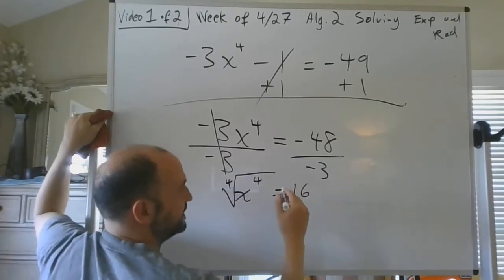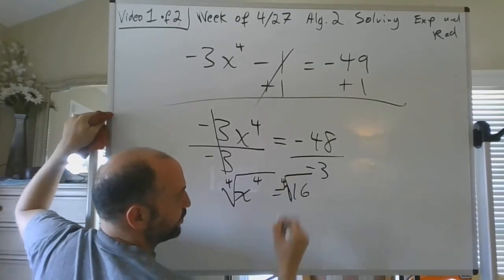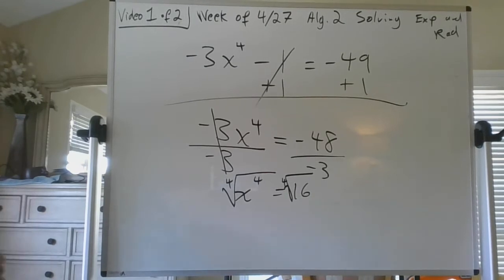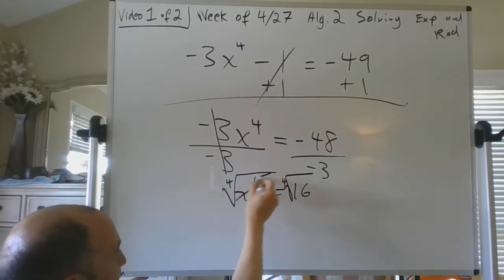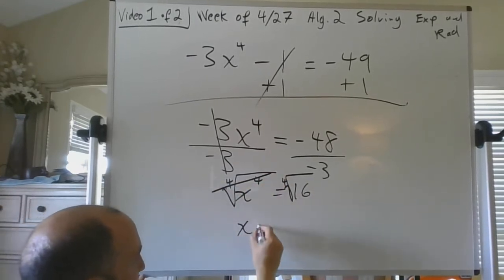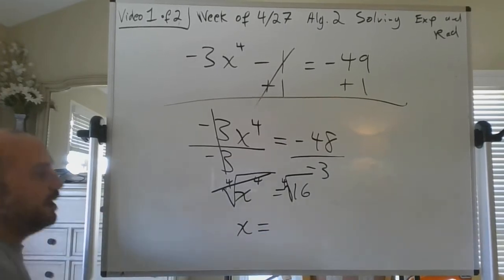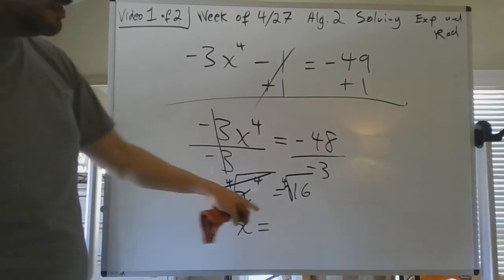And what I do to one side, I do to the other. I'm going to fourth root that as well. Okay? So the fourth root is going to cancel out. We're going to be left with x equals. Now we have to think about what multiplies times itself 4 times to give us 16.